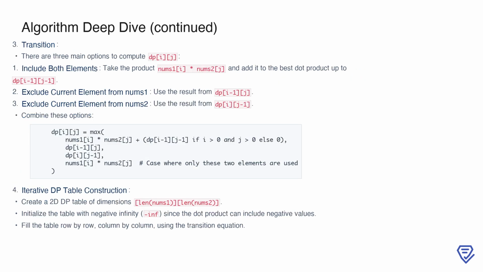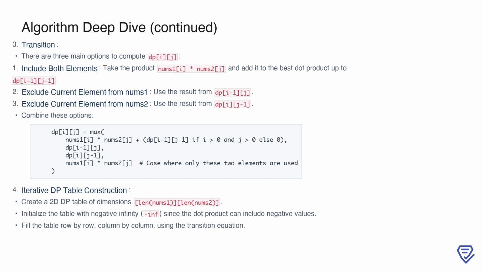To compute the value of dp[i][j], we have three main options. First, we can include both current elements, nums1[i] and nums2[j], in the subsequences. In this case, we add their product to the best dot product up to dp[i-1][j-1]. Second, we can exclude the current element from nums1, which means the value of dp[i][j] is derived from dp[i-1][j]. Third, we can exclude the current element from nums2, taking the value from dp[i][j-1].